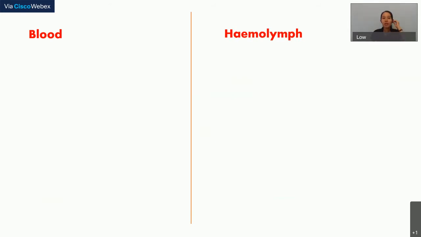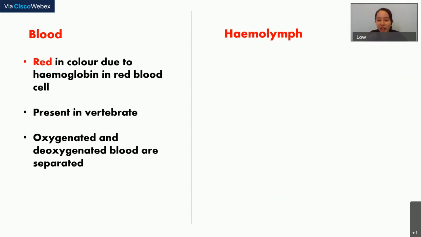What is the difference between blood and hemolymph? First, blood is red in color. Maybe you have been injured before, right? So when you see your blood, it's red in color. But why? Because of the hemoglobin in the red blood cells. We'll be discussing it later. Blood only happens in vertebrates, not invertebrates. So the oxygenated and deoxygenated blood are totally separated.